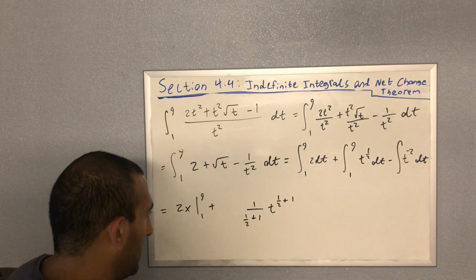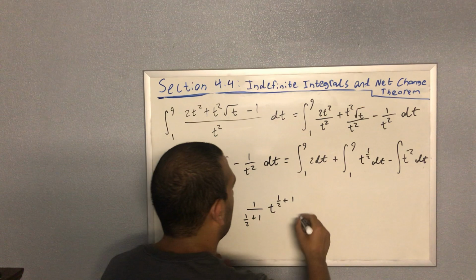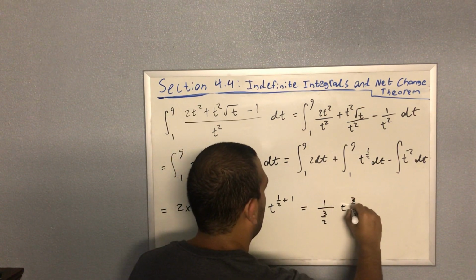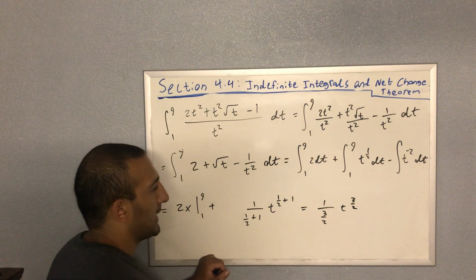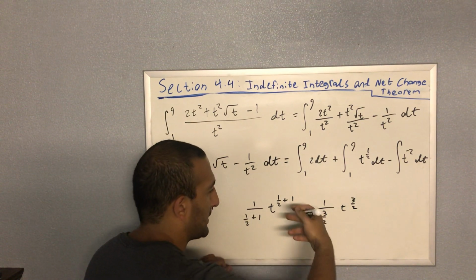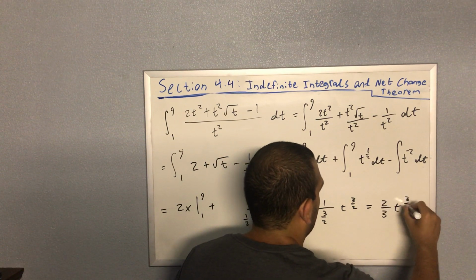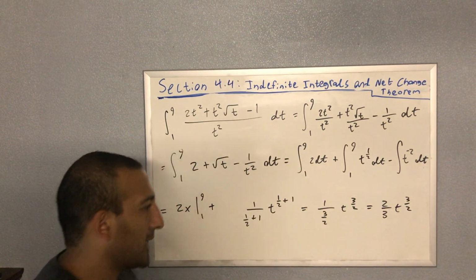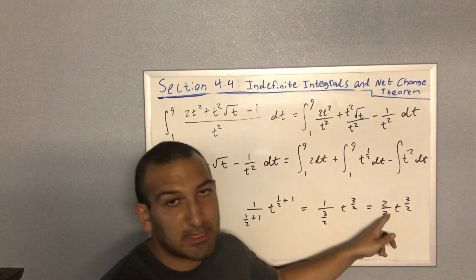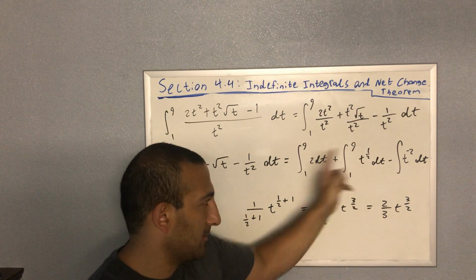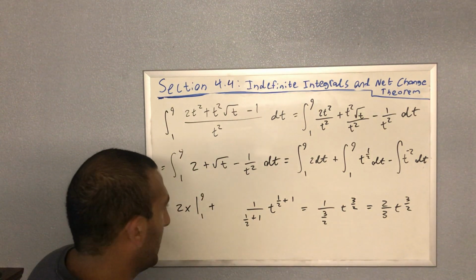Okay? Well, what's 1/2 plus 1? It's 3/2. So we have 1 over 3/2 times t to the 3/2. And if you have 1 over a fraction, it just flips it, right? So this is 2/3 t to the 3/2. And you can check that this derivative is just t to the 1/2 power, which is the square root of t. So this derivative is that. So it is the antiderivative.